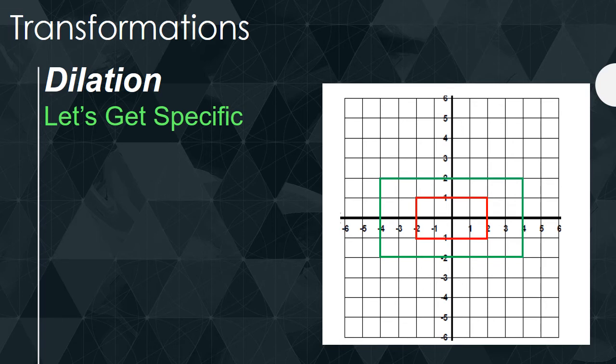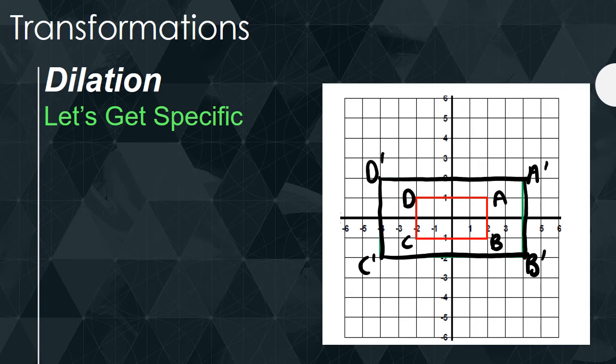So to draw this dilation out, we label our points A, B, C, and D. All we're doing is plotting A prime, B prime, C prime, and D prime. And then you can draw those lines in to connect the rectangle. And you can see that gives us a dilation that expands when we multiply by the whole number.